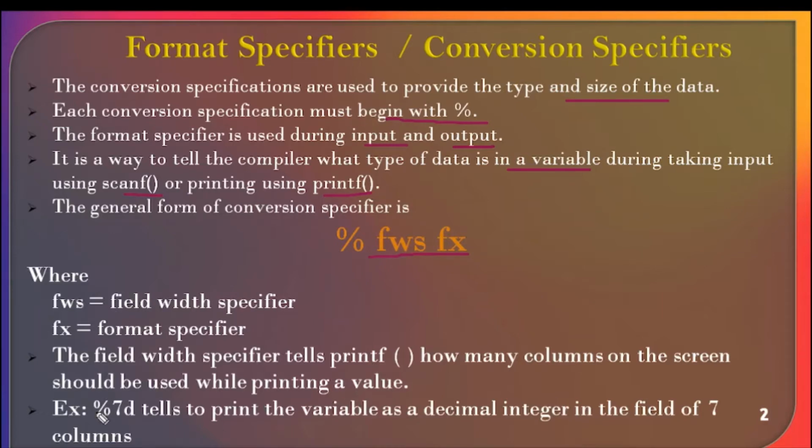For example, if we use %7d in the printf for an integer value, then the decimal integer is displayed in a field of 7 columns. In the 7 columns, the decimal integer will be displayed. So, it tells the printf how many columns on the screen should be used while printing the value.